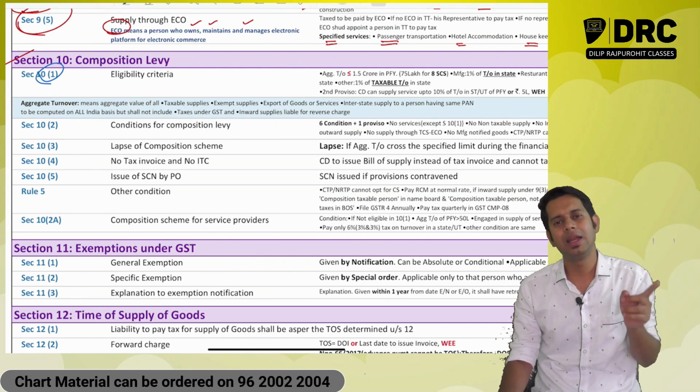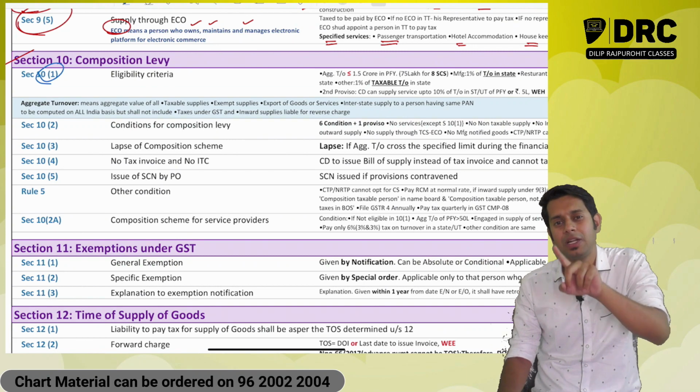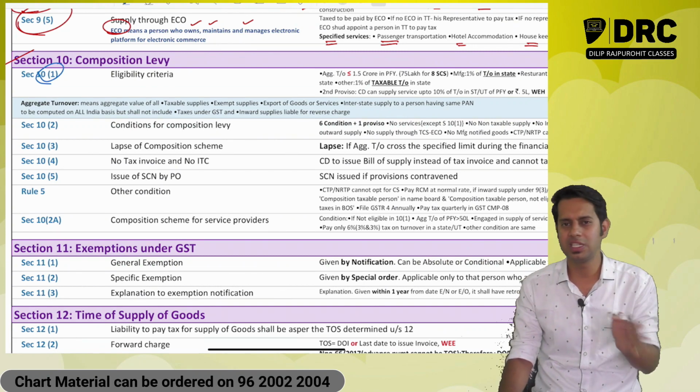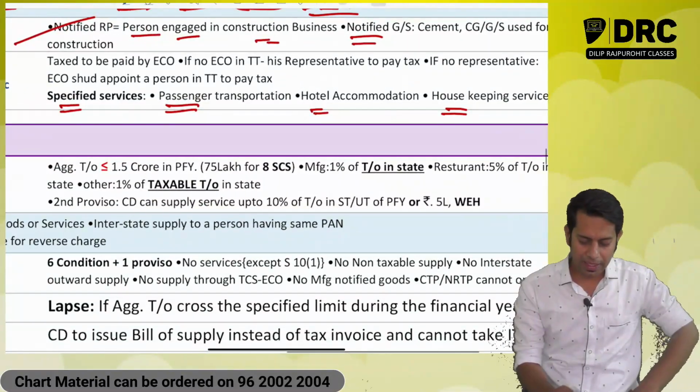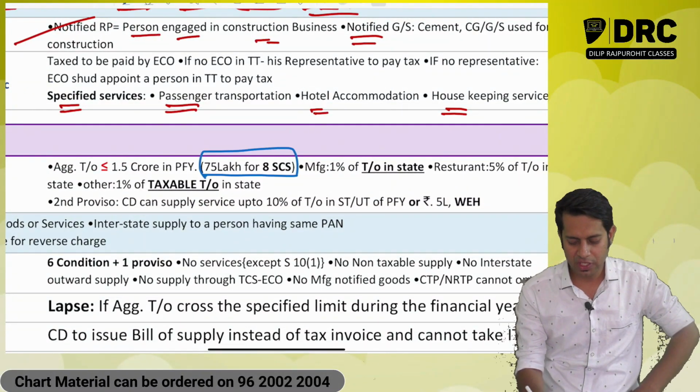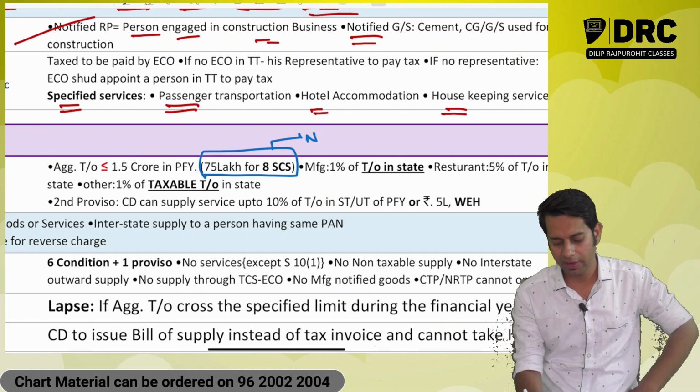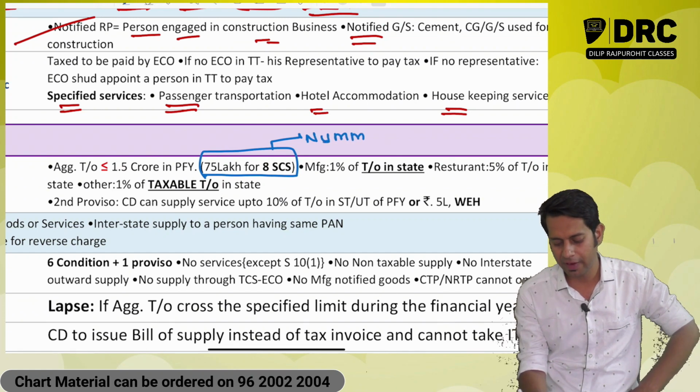If you are a trader, then it is 0.5% of taxable turnover in a state, 0.5% CGST and 0.5% SGST. Now this limit is 75 lakhs for 8 special category states. Sir, which are these 8 special category states for which the limit is 75 lakhs?